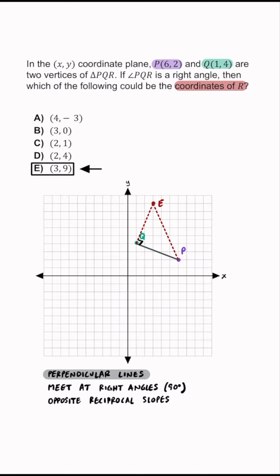Here's that right triangle. Keep in mind for the future that for two lines to be perpendicular or make a 90-degree angle, their slopes must be opposite reciprocals.